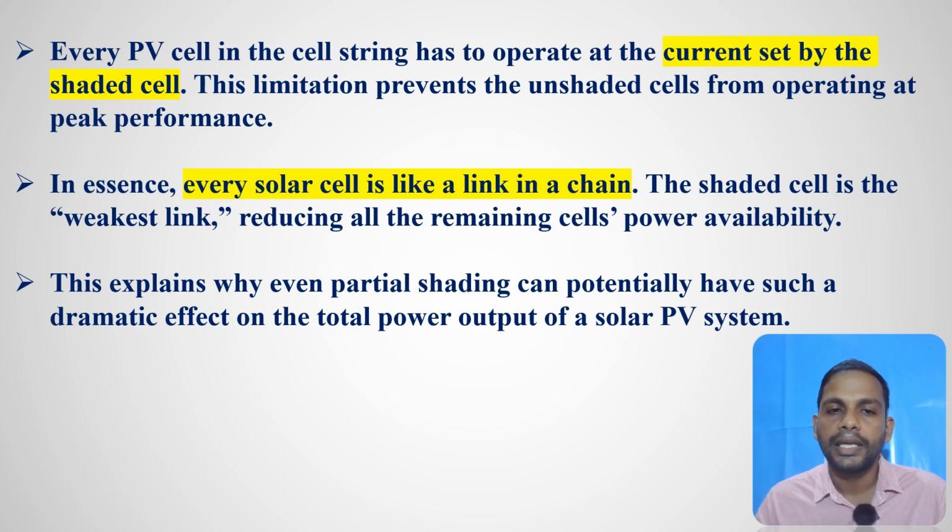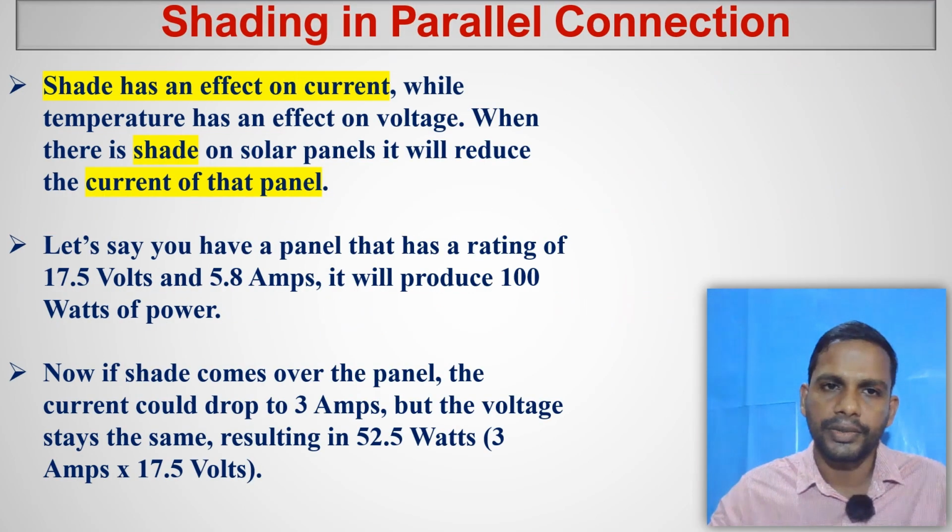Okay. In essence, every solar cell is like a link in the chain. As I said earlier, with the water pipe, you can imagine simply, it is a link in the chain. So the shaded cell is the weakest link, reducing all the remaining cells' power availability. Okay, this explains why even partial shading can potentially have such a dramatic effect on the total power. So you can simply understand what is going on.